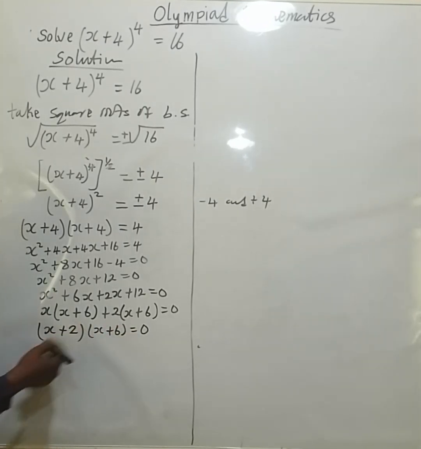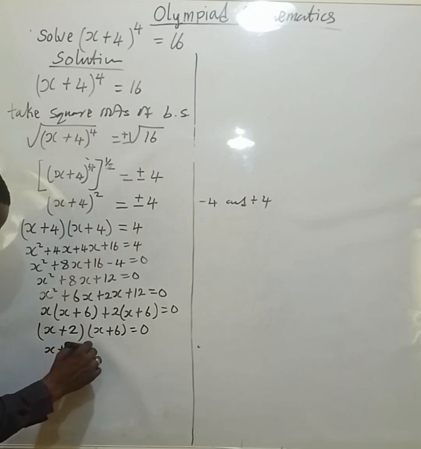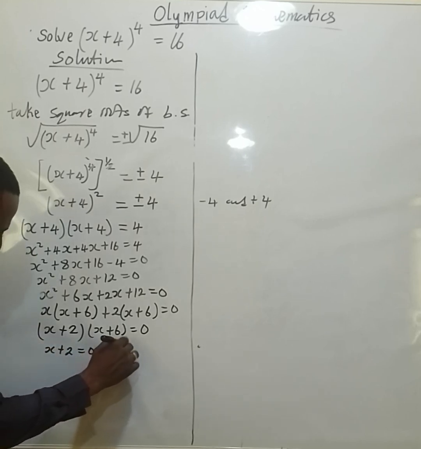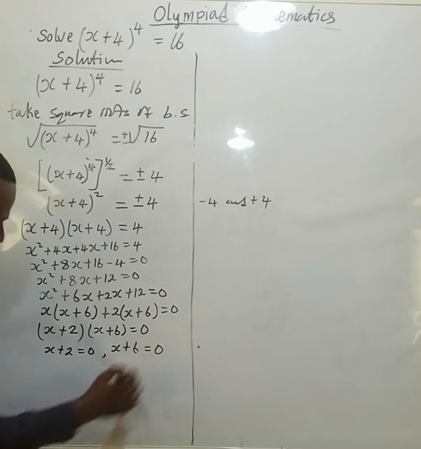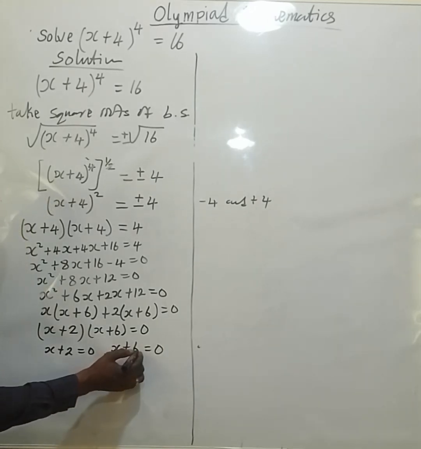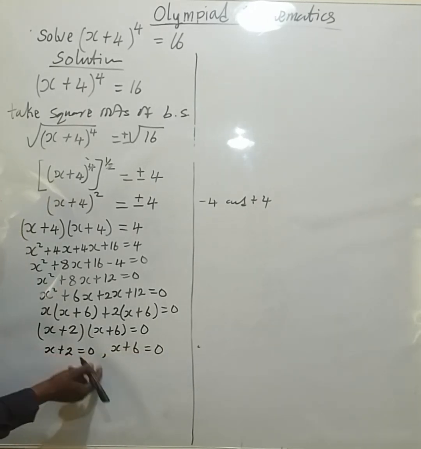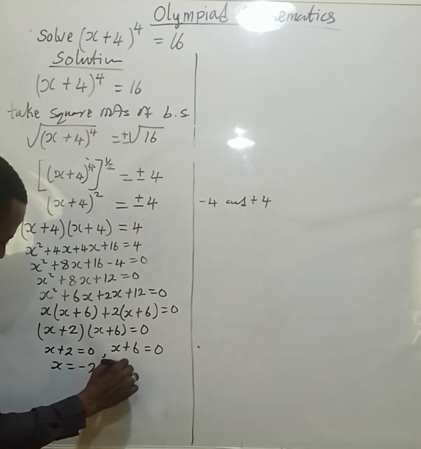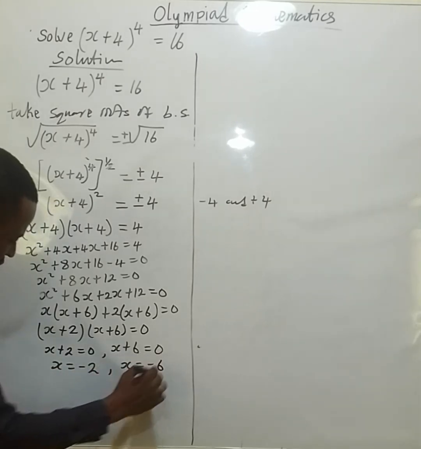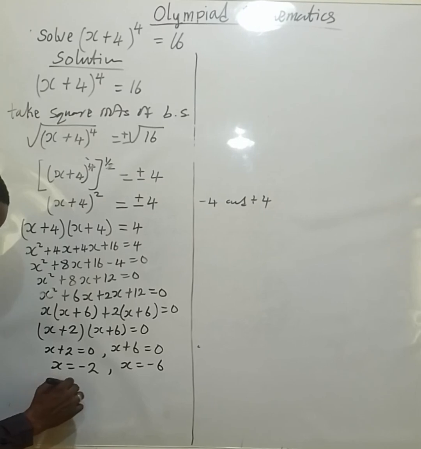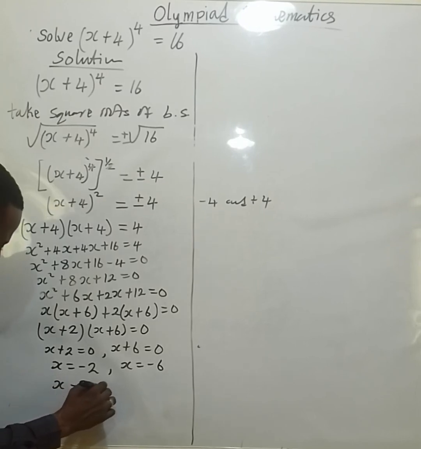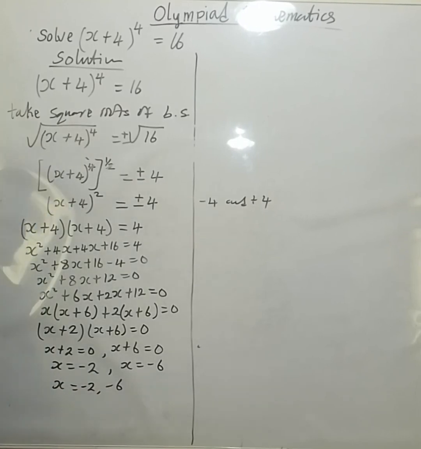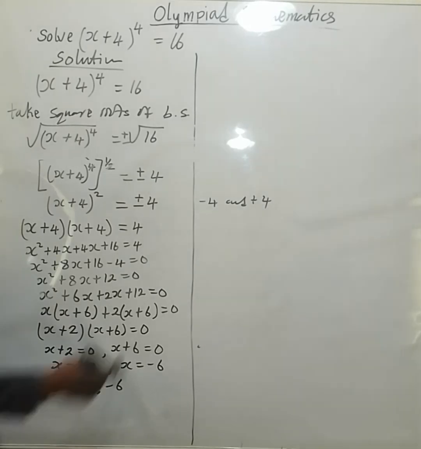After that, you equate it separately. x + 2 equals 0, comma, x + 6 equals 0. So these two you take to the other side. x equals minus 2, comma, x equals minus 6. So x equals minus 2, comma, minus 6. That's for the plus 4.